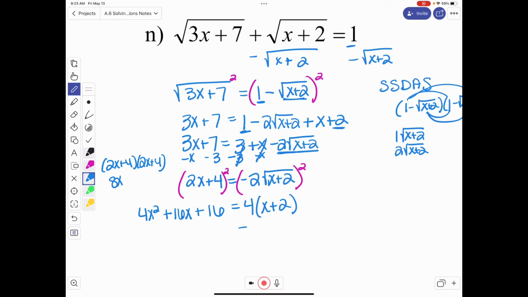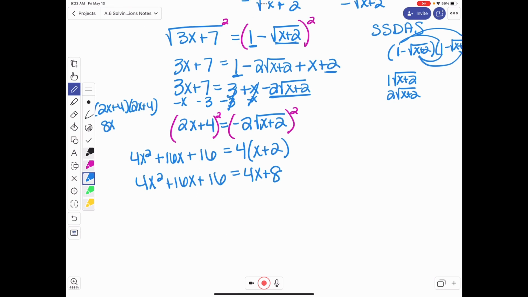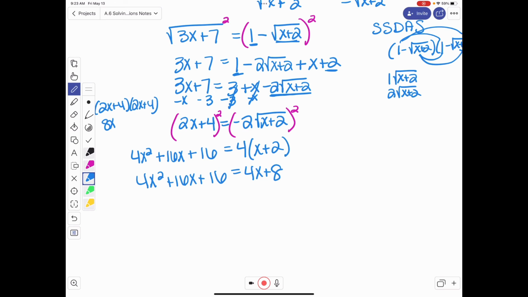Okay, well, now I need to do 4x plus 8, and I need to rewrite this. Okay, well, I can see that I've got 2 different powers here, which means I need to get everything on one side, and I'm going to have to factor. So I need to subtract the 4x from the 16x, which is going to give me a 12x right there. I need to subtract 8, which is going to give me a positive 8. So 0's over here. The 4x squared didn't change.